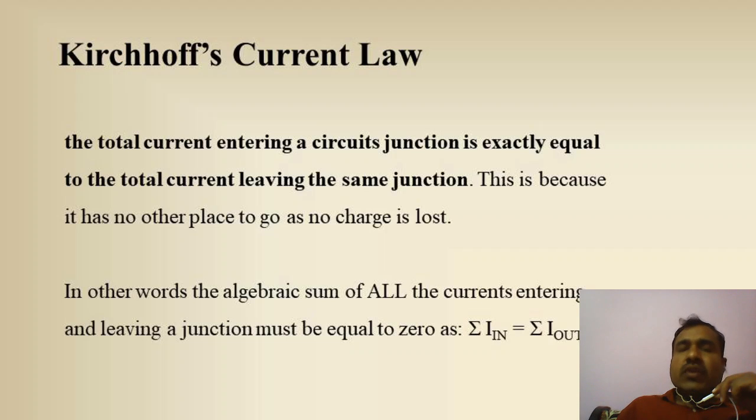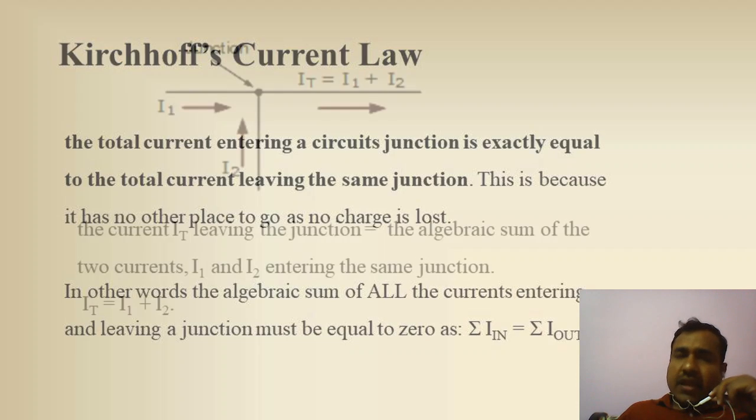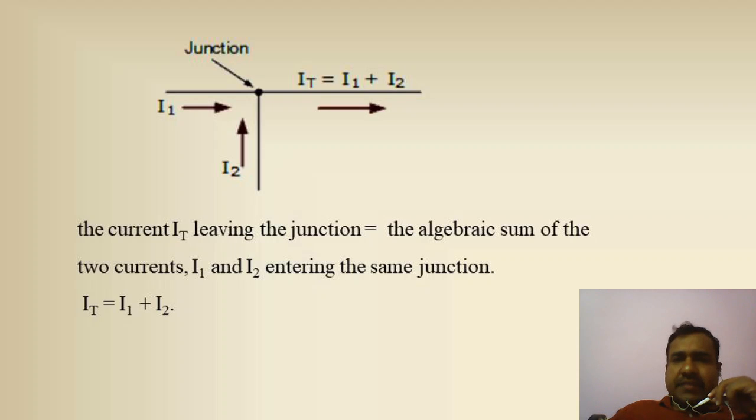It states about conservation of charges. So charge is neither created nor lost, or charge doesn't have any path for loss. So here I am taking a junction. You can see in the picture that at the junction I1 and I2 are the currents entering that junction, and IT is the current that is leaving from that junction. So from KCL we can easily write IT is equal to I1 plus I2.